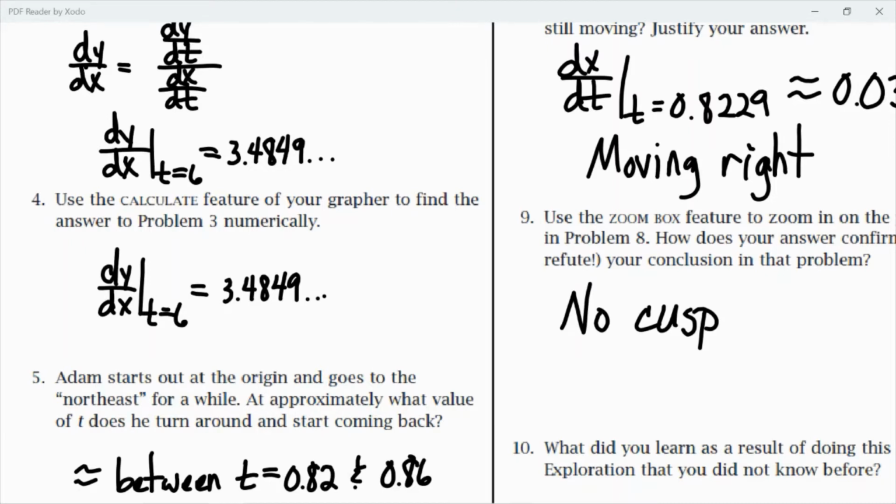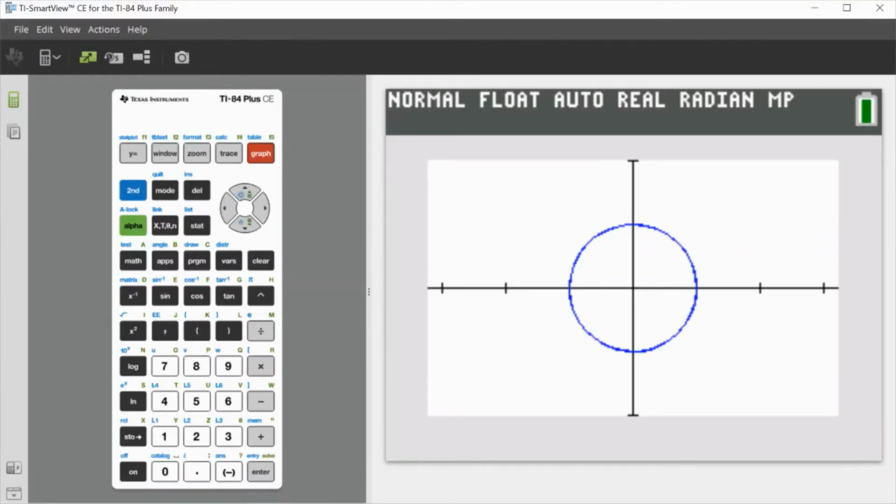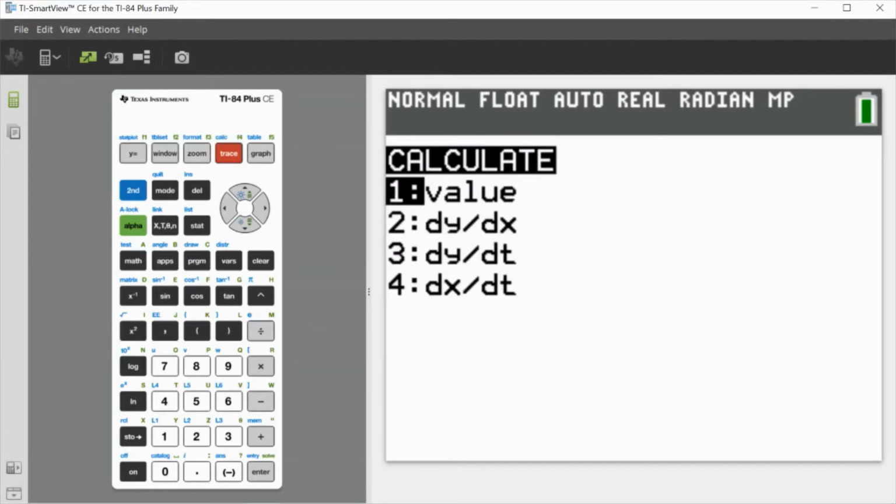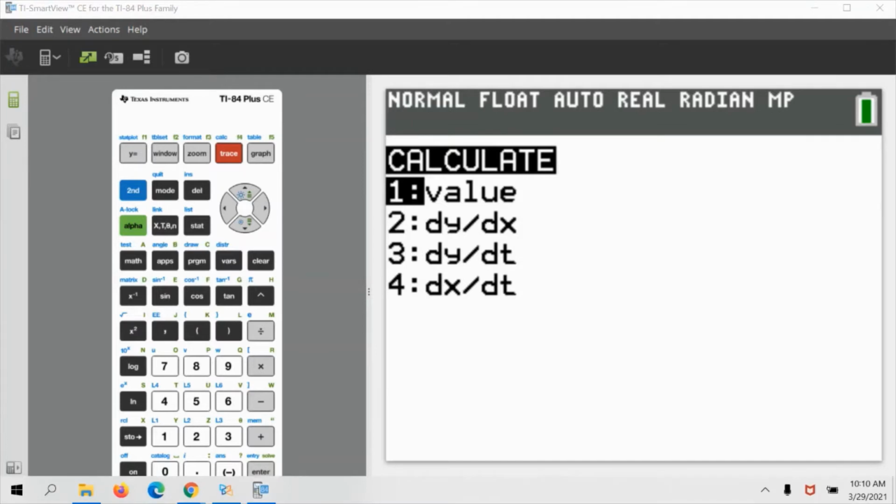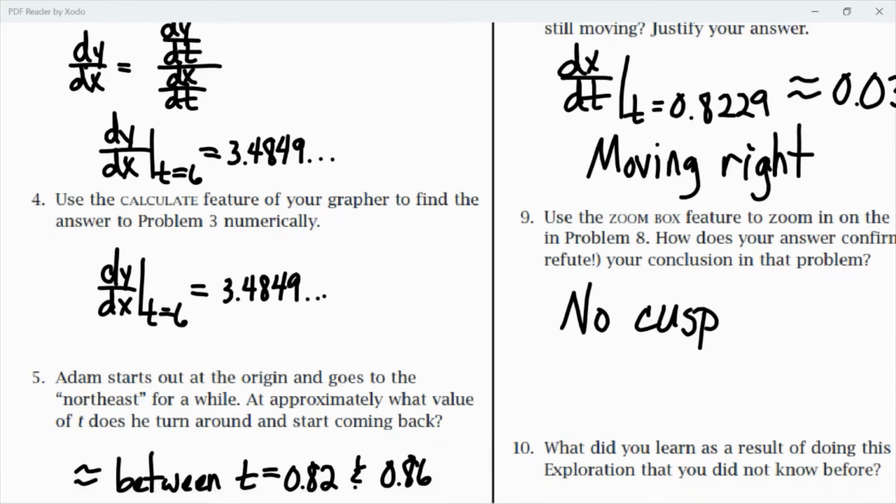All right, number 4, find the answer for dy/dx numerically. On your calculator, when you're dealing with these parametric equations, you can hit second and trace, and this calculate menu has changed a little bit. I can actually find dx/dt, dy/dt, and I can also find dy/dx. The calculator will find that for me. So that's what they wanted you to do, to use the calculator to evaluate dy/dx, and you would see that we get the same value. But the main thing is that the calculate menu has changed now that we're dealing with the calculator in parametric mode.